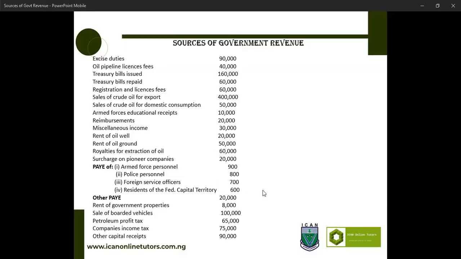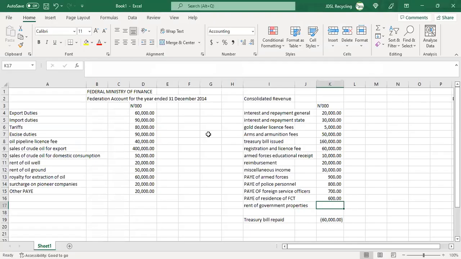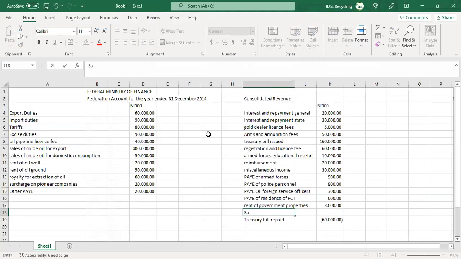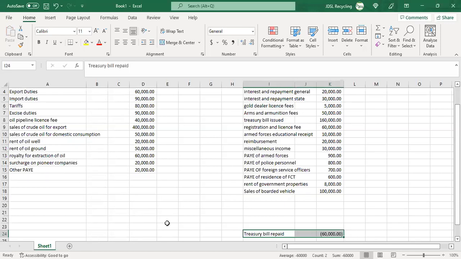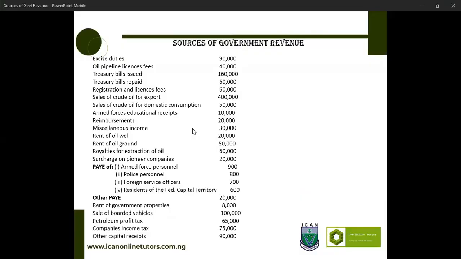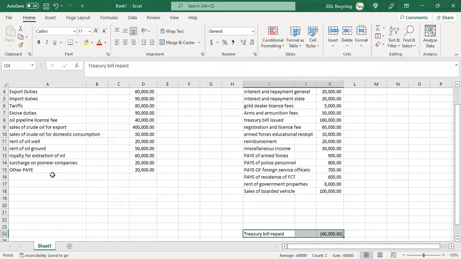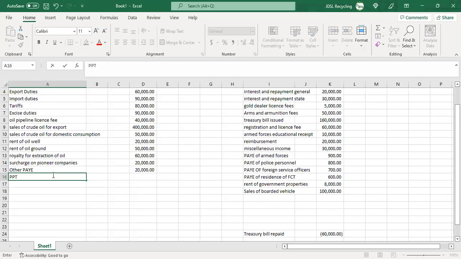Figure 8,000. Okay. Sales of boarded vehicles. 100,000. Is it coming to Federation or CRF? CRF. 100,000. Petroleum profit tax, company income tax. Federation account. Federation account. PPT. CIT.